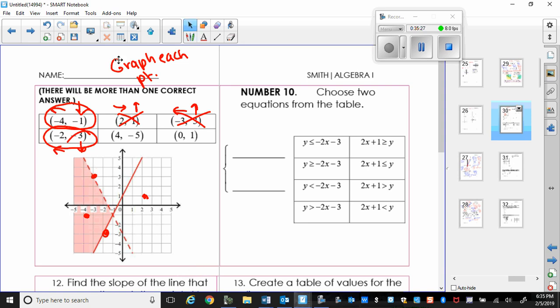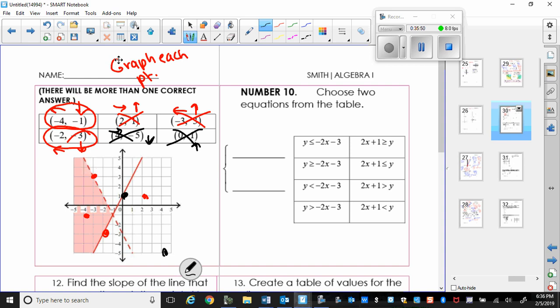It's still a part of the shaded region. And I go right 4, down 5. So right 4, down 5. Not in the shaded region. I stay at 0 and go up 1. It's on a solid line, but it's not in the shaded part. So this is not 1. Okay? So you should have had 2 distinct answers here.